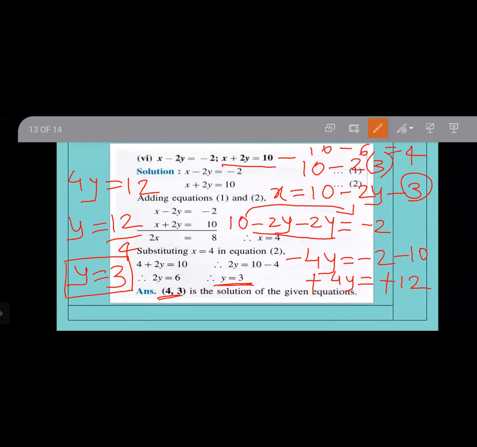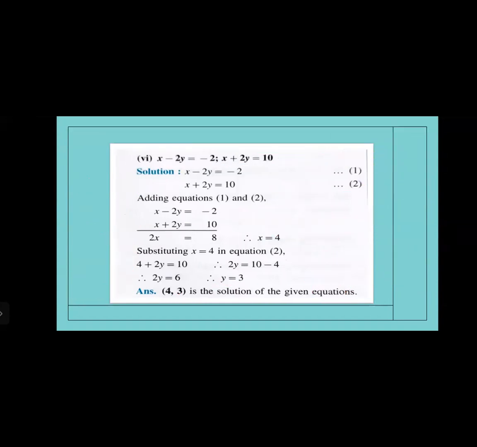So practice both methods for all the questions, because in the exam they may ask either by substitution or by elimination. If they are not asking for any method, it is up to you which method you go with. So this is how you can go about linear equations in two variables.